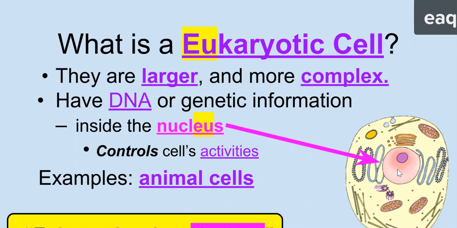Examples of organisms that have eukaryotic cells are plants and animals. Eukaryotic cells, you have them. You do have a nucleus. These are the cells that humans have.